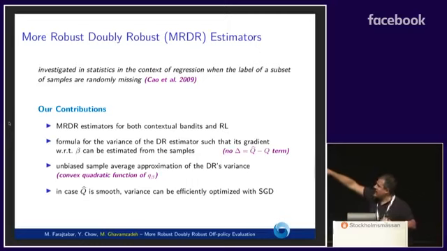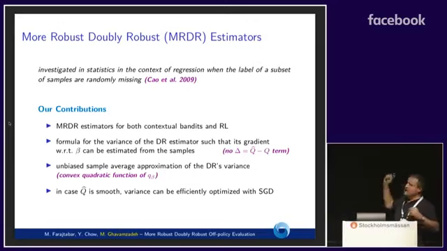And if you do that, then you're going to have a sample average approximation, which is going to be unbiased. And then we also show that it's going to end up a convex quadratic function of Q beta, which is a function of the model parameters. So it's basically nice to optimize. So in case Q hat is smooth, you can easily and efficiently find the model parameters using stochastic gradient descent. If it's linear, you have a closed form. If it's not, then you can use SGD to calculate the model.